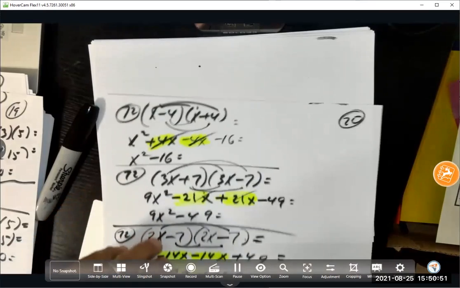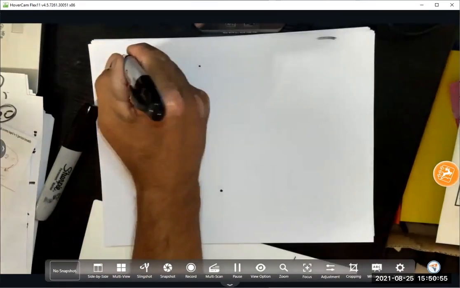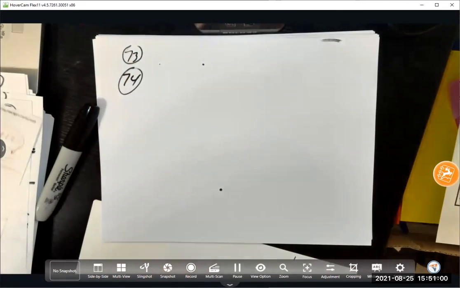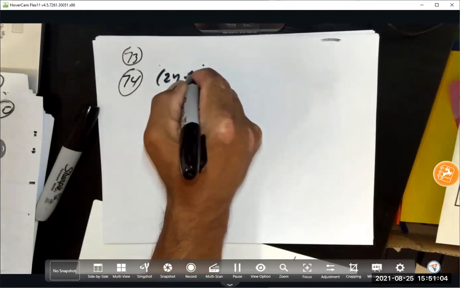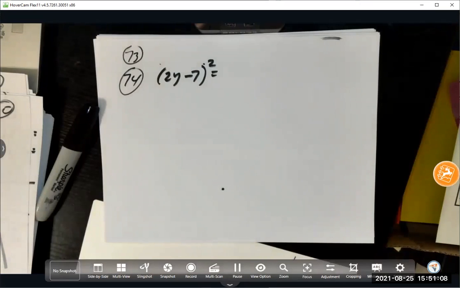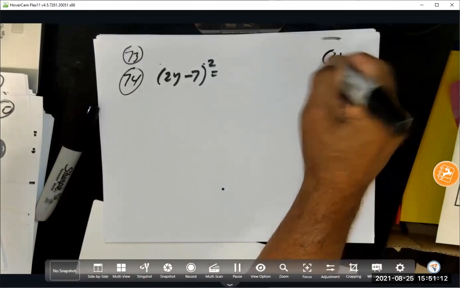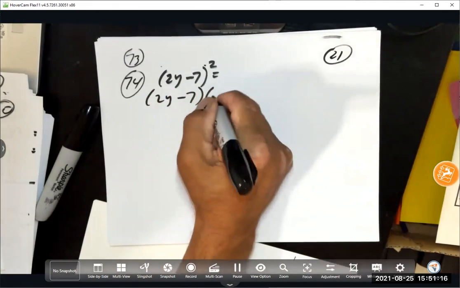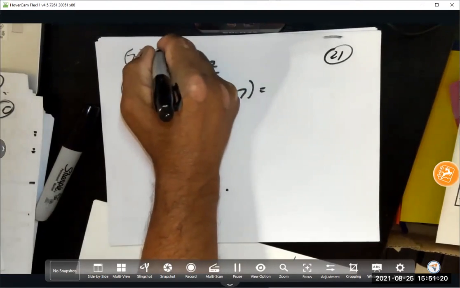All right, so now let me go to number 74, okay? Because that one's the one that I think I need to do. All right, so 73, that's easy. You can do that one. But 74 is different. Ready? 74, it says 2y minus 7 to the power of 2. Ready? So how do you do that? Do I do it twice? Yes. Yeah, write it down. 2y minus 7 and 2y minus 7. You can do this for yourself.